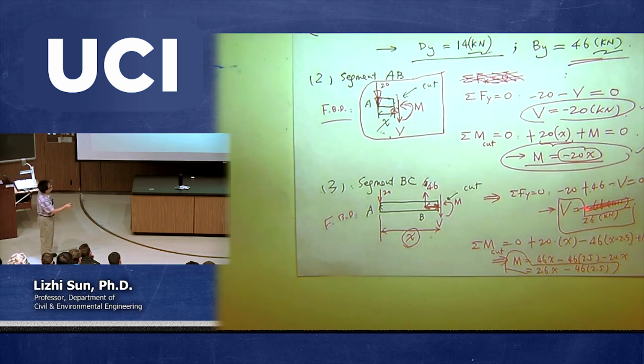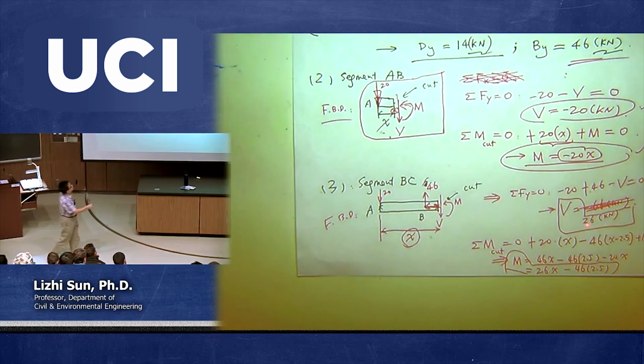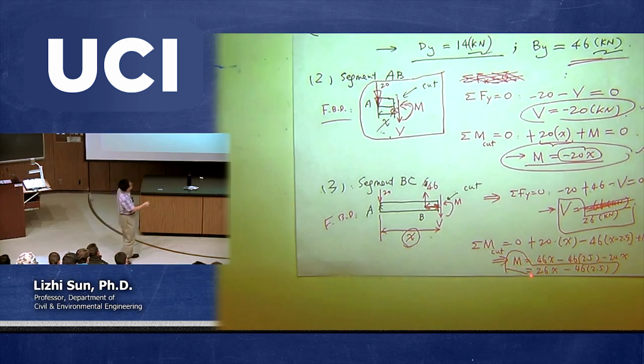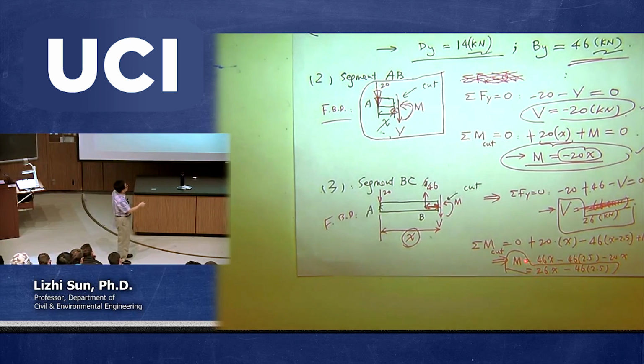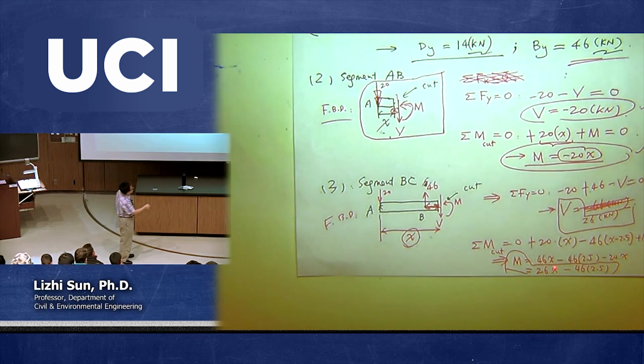After making the cut, we got V equal to 26, and then we got a moment equal to this. Okay, so the moment is a function of x, depending on locations. Again, the domain of this x is from 2.5 to 5.5.